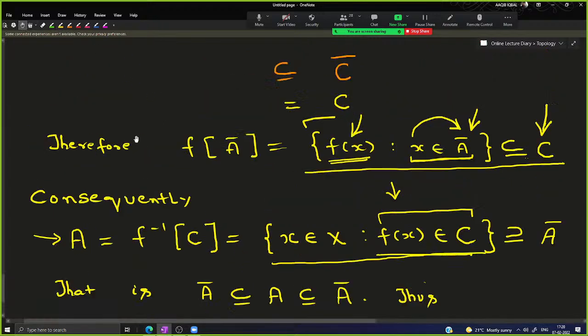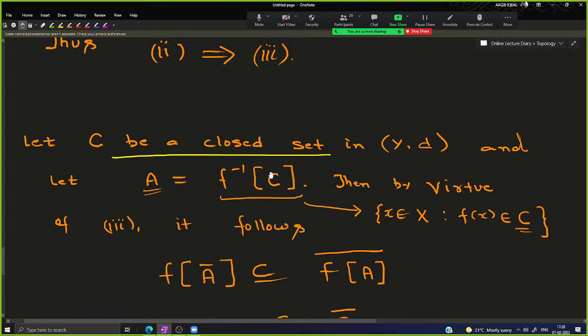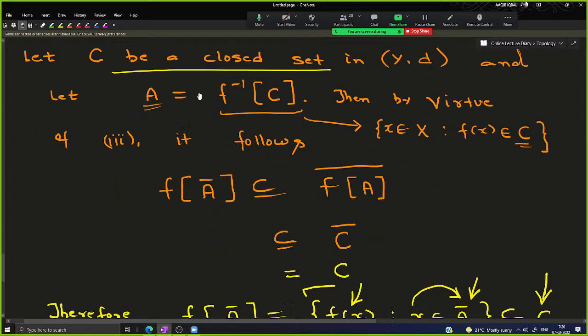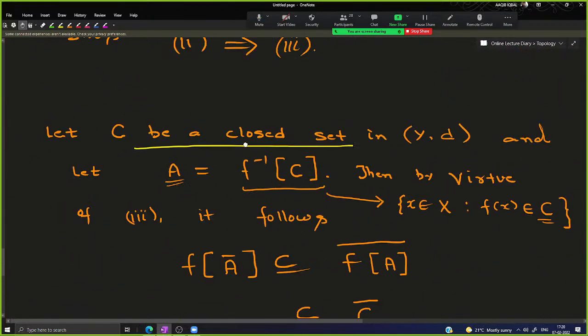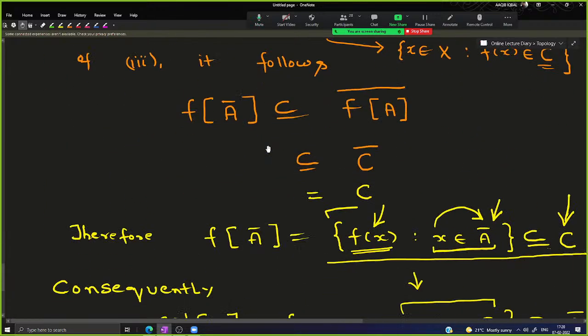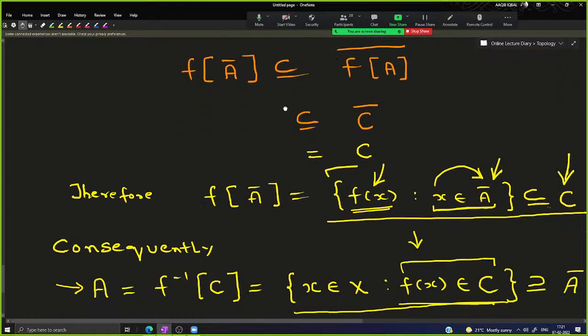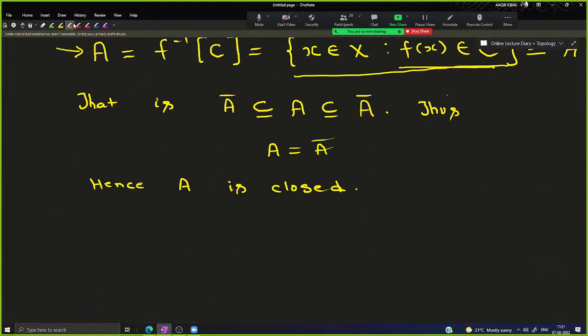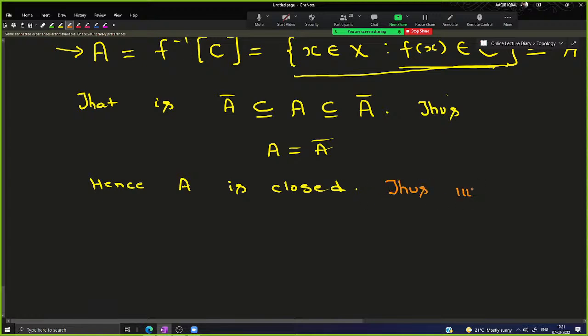Now A is closed. What is A basically? A is the f inverse of C. So मैं आपको दिखा रहा हूँ f inverse of C is closed whenever C is closed. So therefore, which is precisely this statement 4. So therefore 3 implies 4. अगर आप 3 use करेंगे, you can prove 4. Thus statement 3 implies statement 4. So 3 implies 4 भी हो गया.